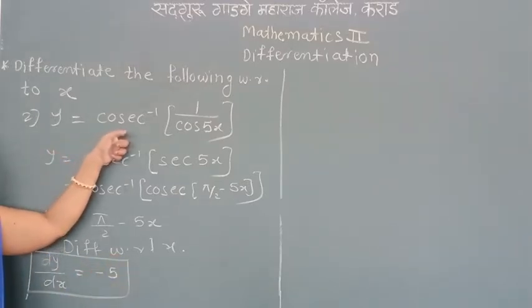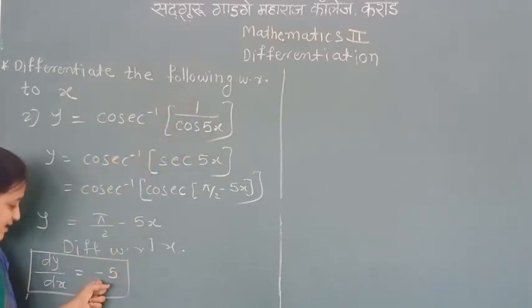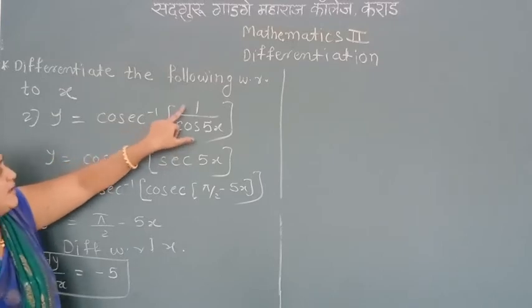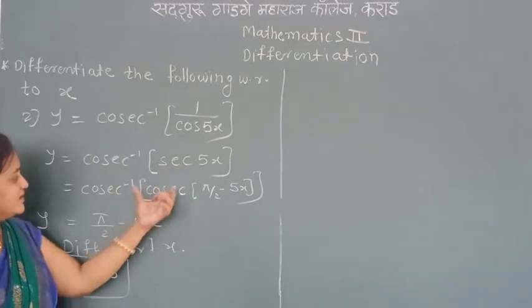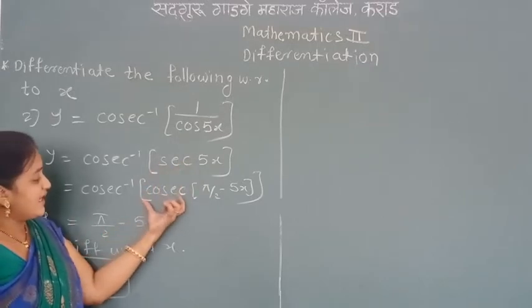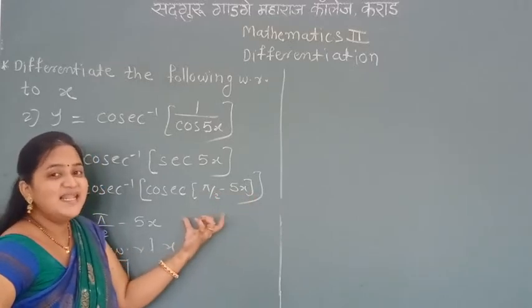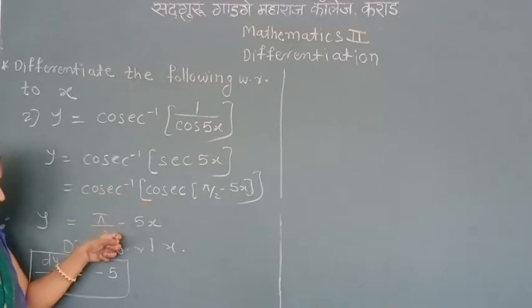So y is equal to cos inverse, inside the bracket 1 upon cos 5x. We can get the answer, differentiate with respect to x, the answer is minus 5. Again we can check this problem, cos inverse inside the bracket 1 upon cos 5x, we can convert into sec 5x. Your aim is to convert this sec into cos term. So this sec we can write as cos of angle pi by 2 minus 5x, which is an allied angle. And now we know the identity formula, cos inverse of cos x, we can write only the angle, which is pi by 2 minus 5x.